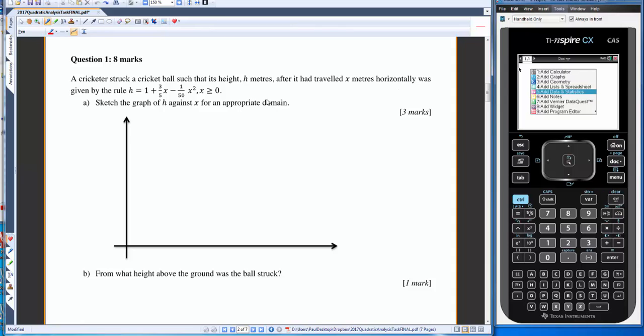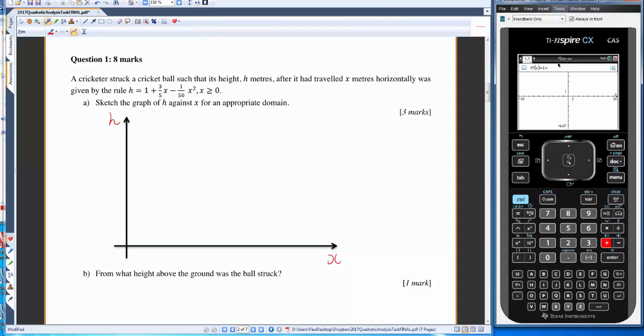Okay, so the first thing they want us to do is sketch the graph. So let's mark our Cartesian plane. We've got x versus height. That's what this shows. The best thing to do here, because we're tech active, is to have a look at the graph on the calculator. So we're going to add a graph and type it in.